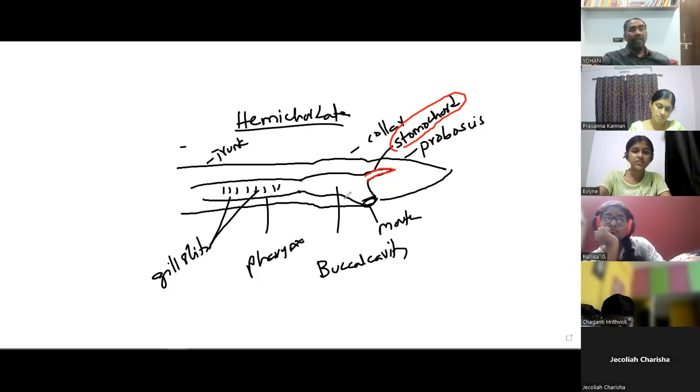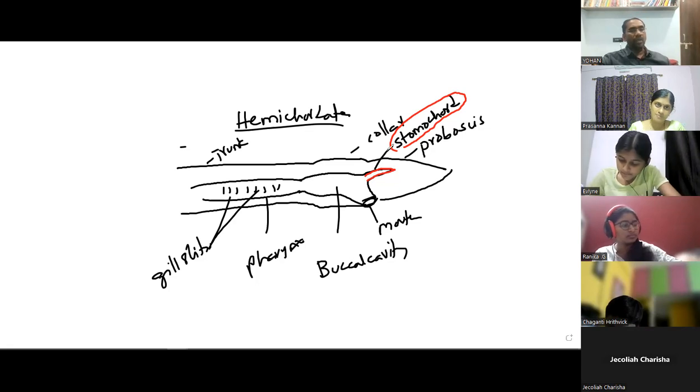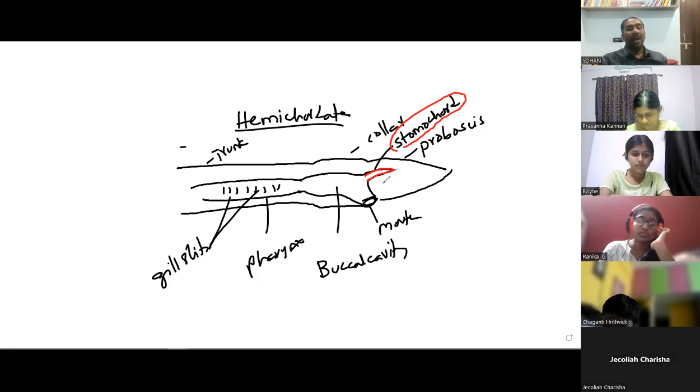But finally, it was clear that it is not a notochord. What is meant by stomochord? Already I told you, stomo means mouth. Chorda means a cord. As it is related to the buccal cavity or mouth, the name given is stomochord. Once it was thought that this is a notochord, but it is not, hence it was separated and placed in a separate group.